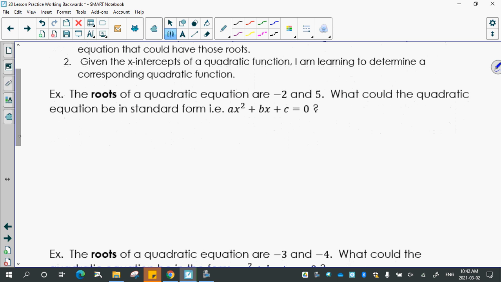So the roots of a quadratic equation are -2 and 5. What could the quadratic equation be in standard form? And then it reminds us of what standard form is. So the reason I call this working backwards is because really that's what we're doing. We're starting off with the solutions, the values of x that make it true, and then we're working backwards to see what the initial equation could have been.